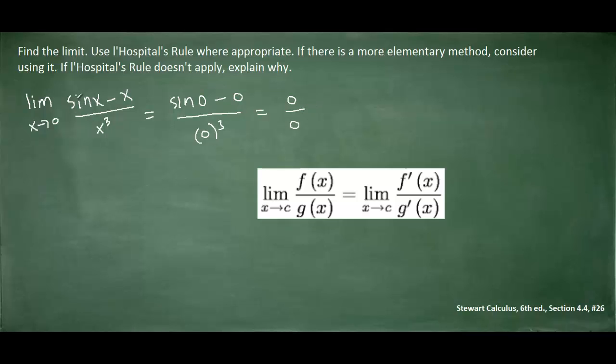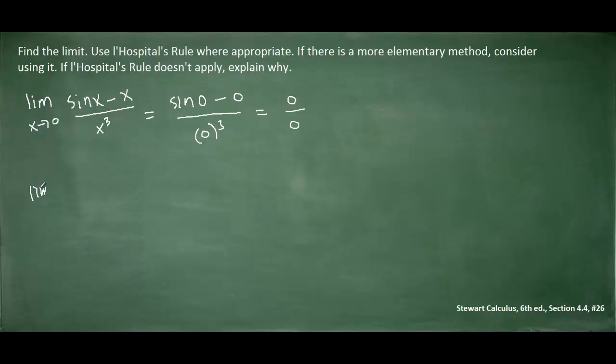So to apply L'Hopital's rule, we simply take the derivative of the numerator and the derivative of the denominator and rewrite the limit. Now the derivative of sine of x, of course, is cosine of x. And the derivative of x is 1. The derivative of x cubed is 3x squared.